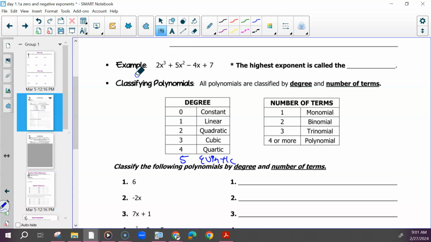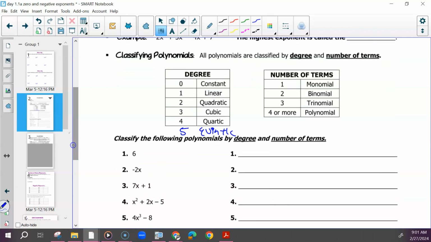Number of terms is if I had just one term, that would be a monomial. Mono means 1, so 1 term. Binomial, 2, so any combination of just 2 terms. Trinomial, 3 terms. Polynomial means 4 or more, but it's also talking about all of these. So I'll explain it in just a second. So we're going to try to classify these by the degree and number of terms.